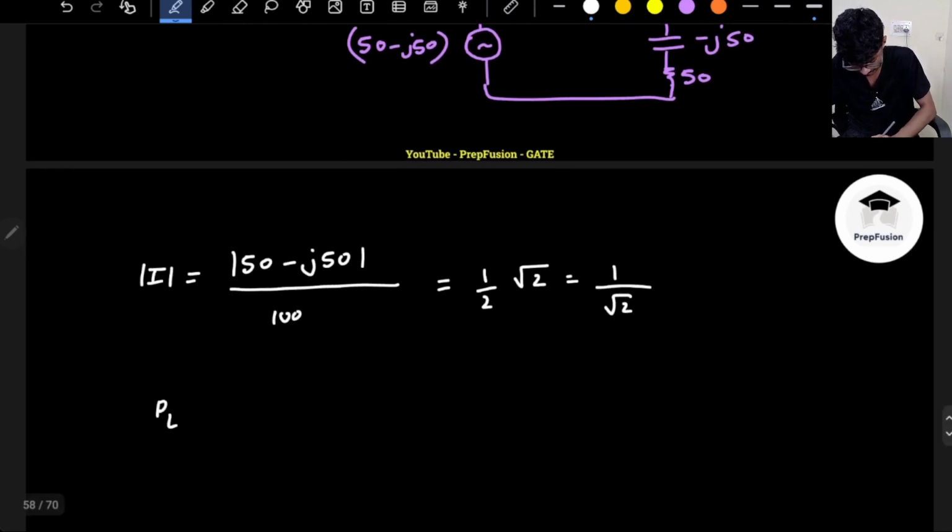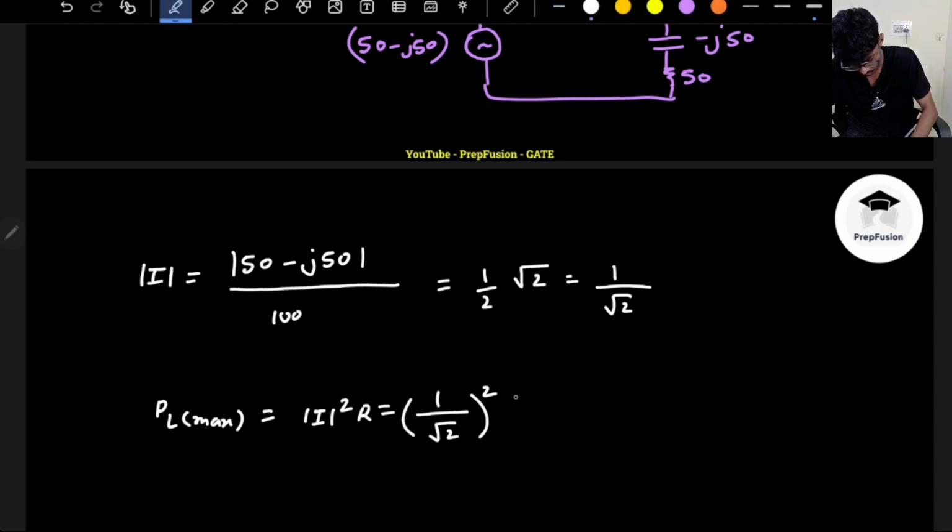So what will be the PL max? PL max will be magnitude of I square into R. So it will be 1 by under root 2 whole square into R. R is 50. So this will be 50 by 2. So this is 25 watts. So 25 watts will be the answer.